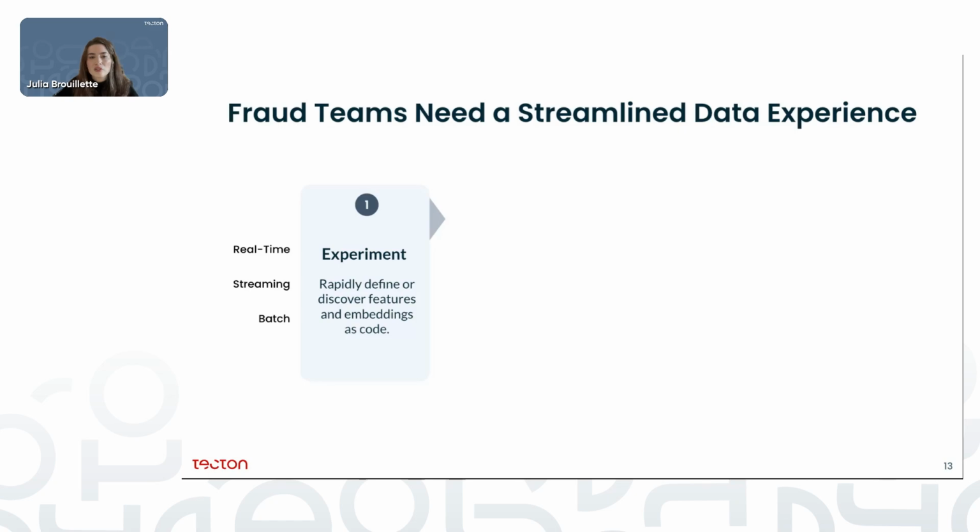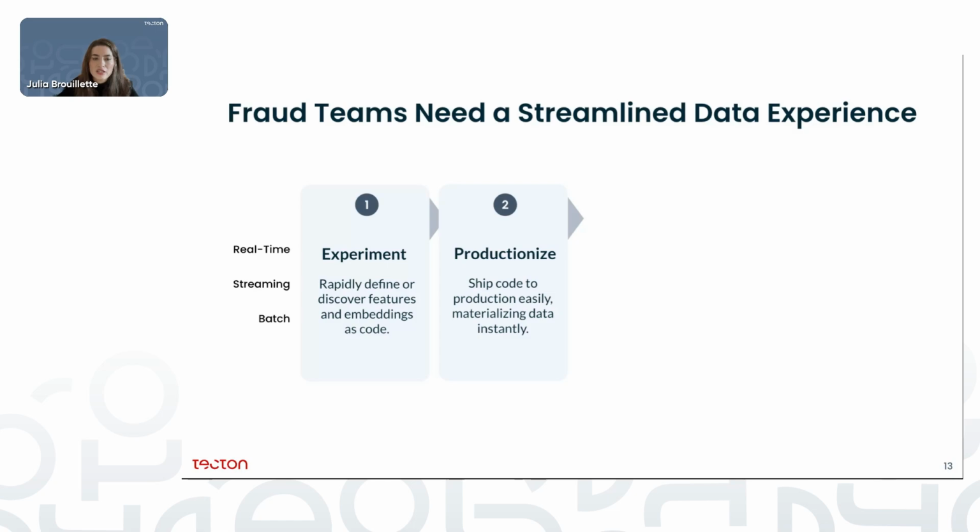So let's talk about what we think fraud teams really need, which is a streamlined way to work with data for ML. How can we make this whole process of productionizing data for fraud detection a lot smoother? We talked about iteration and the need to test new features quickly. Data scientists and ML engineers need to be able to define features across real-time streaming and batch data, all in a consistent way. They need to be able to try out new signals and validate them quickly. So that's the experimentation side of things.